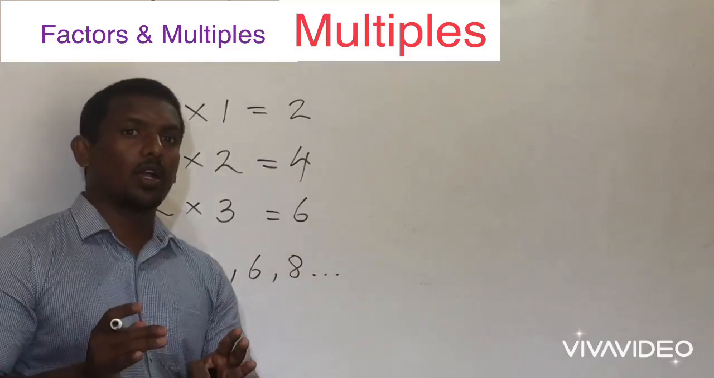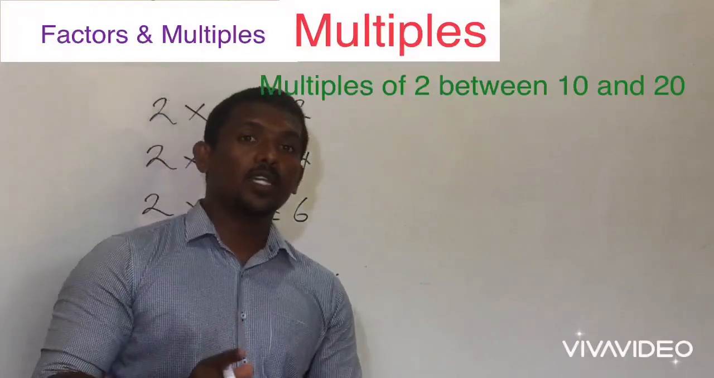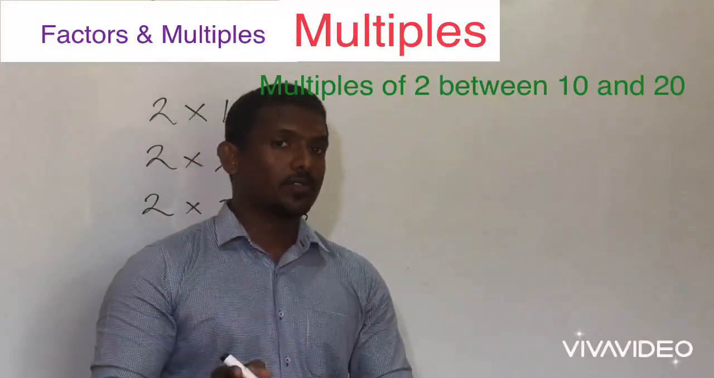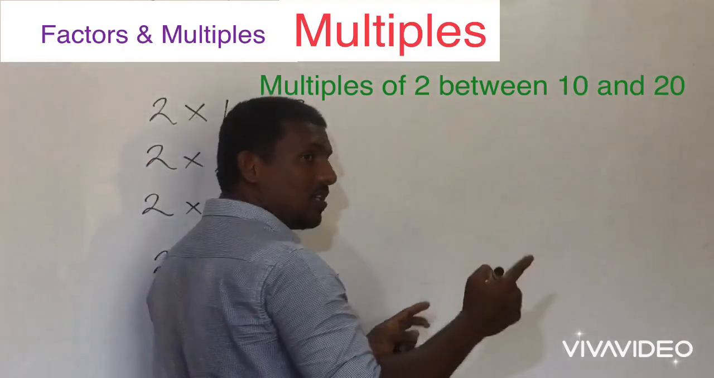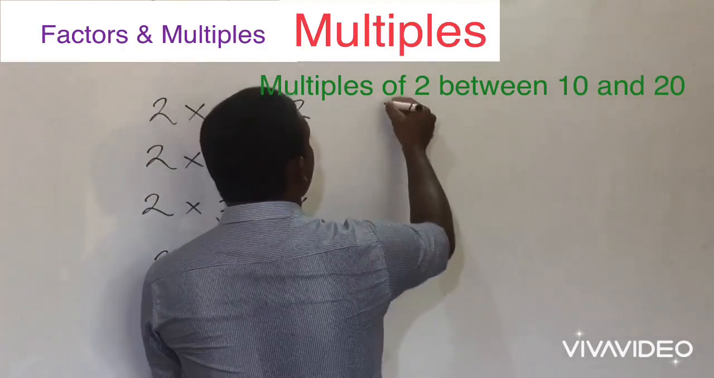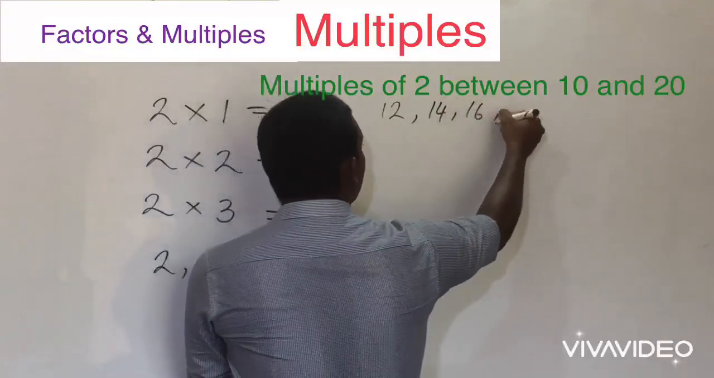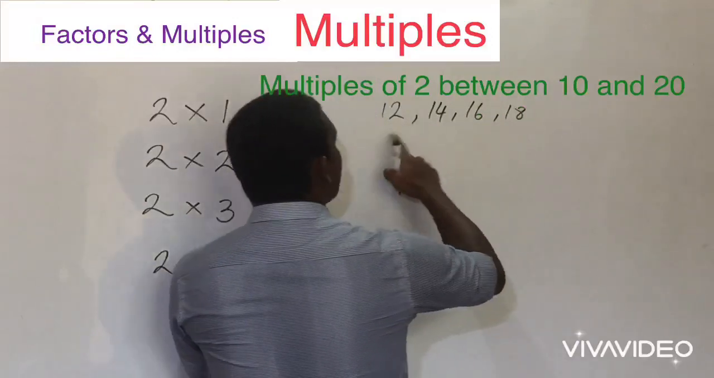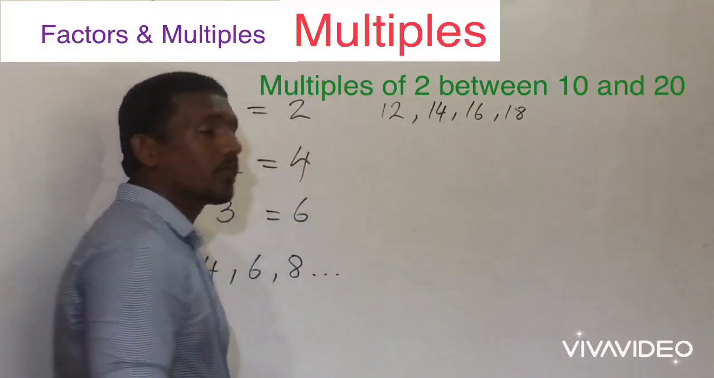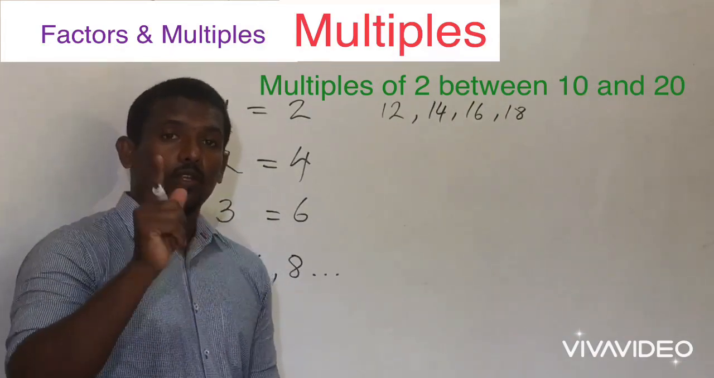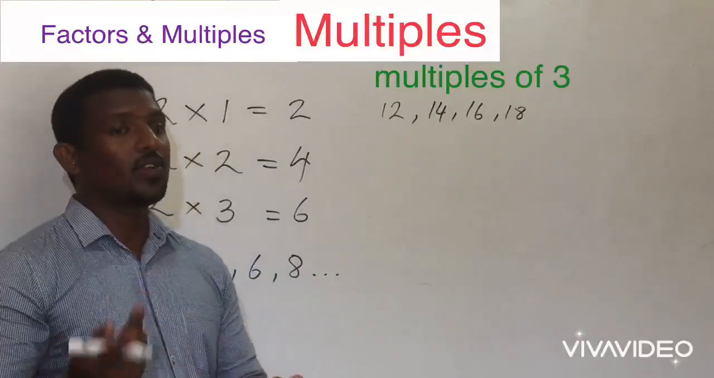If someone asks you to write the multiples of 2 between 10 and 20. Multiples of 2 between 10 and 20. Between, not 10, so it begins with 12. 12, 14, 16, 18. These are the multiples of 2 between 10 and 20.